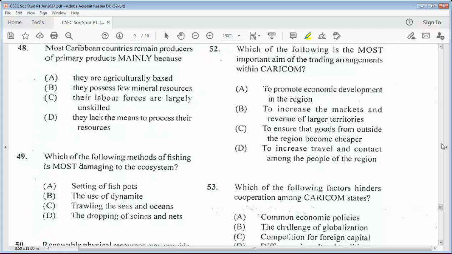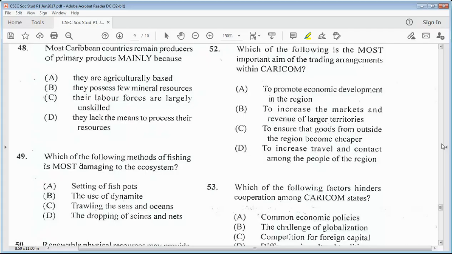They are agricultural based. No. B, they possess few mineral resources. No, that's not the main reason why we produce only primary products. C, their labor forces are large and unskilled. No, we have very skilled workers. D, they lack the means to process their resources. That would be our answer.